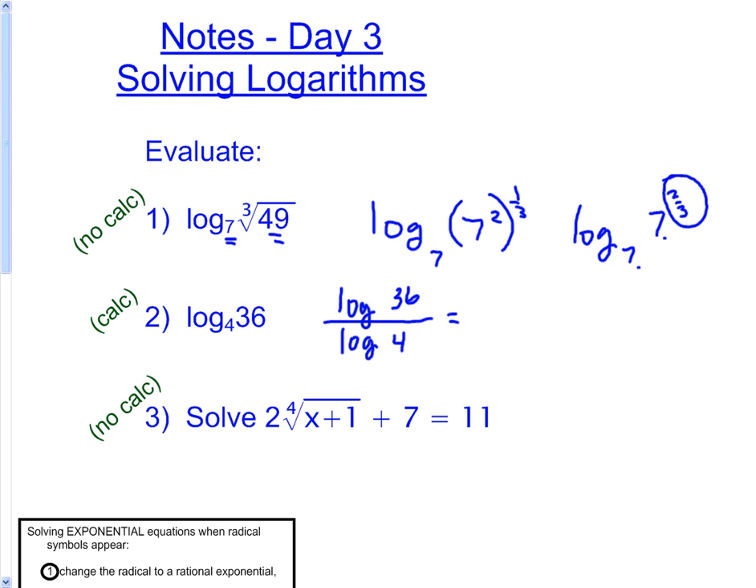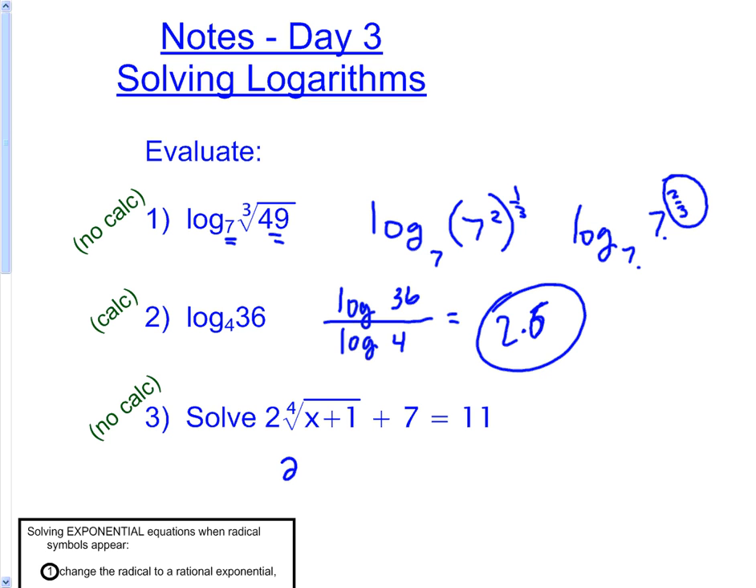Who's got this one? Raise your hand if you've already got this answer. Decimal. All right, in the back. 2.5 something anyways. All right, good. Probably rounds to 2.6. All right, now on to the next one.